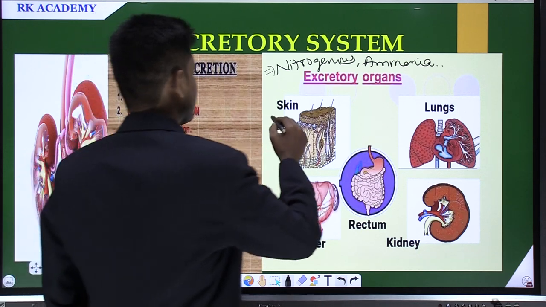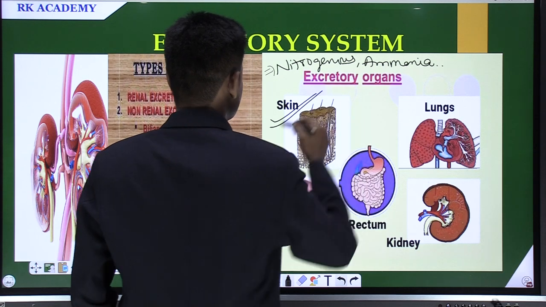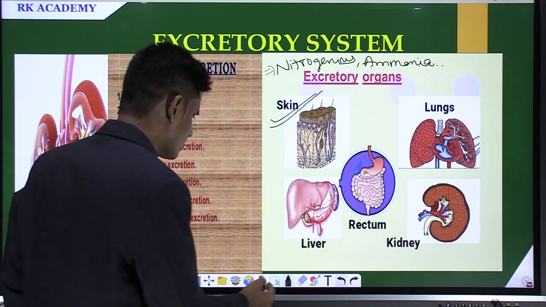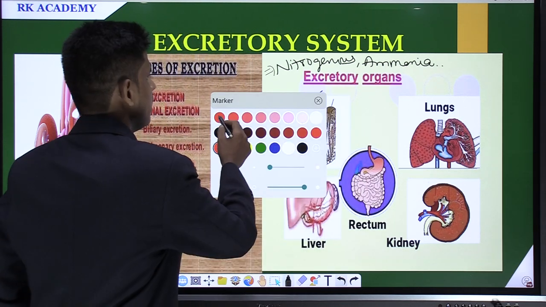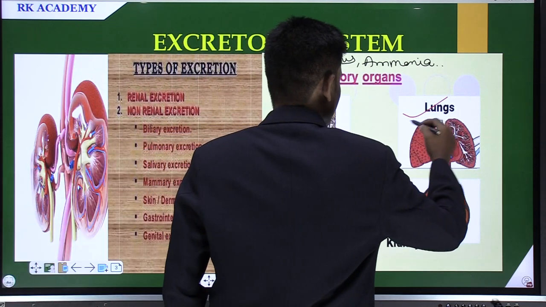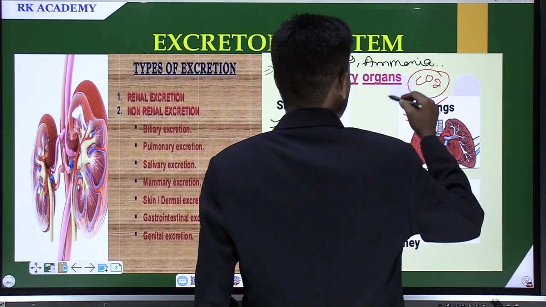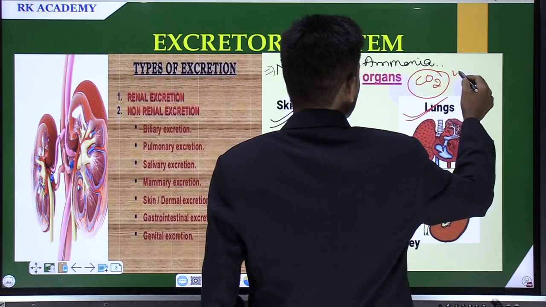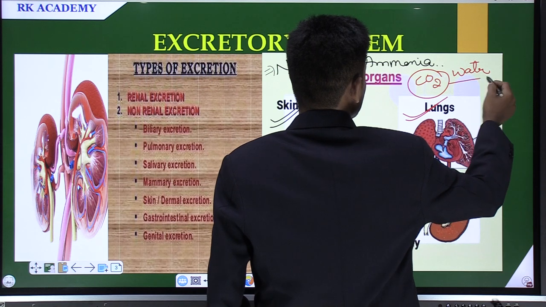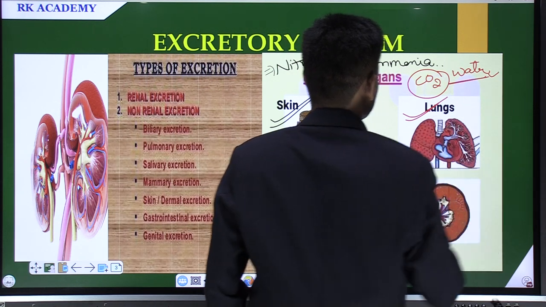Some other excretory organs are there in our body. Skin is also a good example of an excretory organ. Lungs are also excretory organs because they eliminate carbon dioxide from our body and also water in the form of a little amount of vapor.